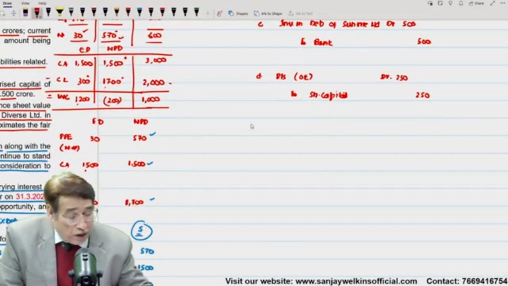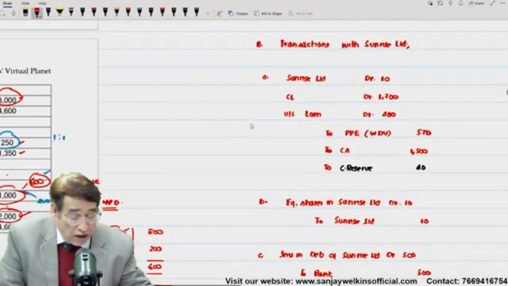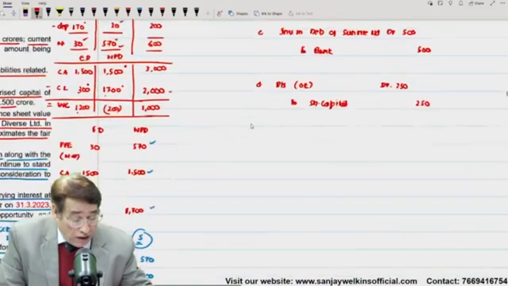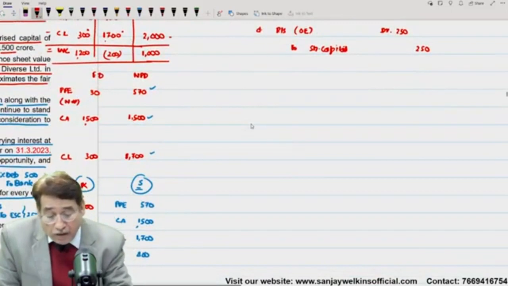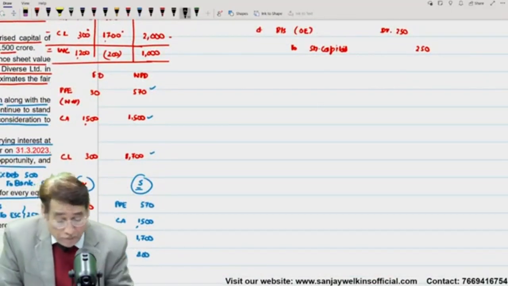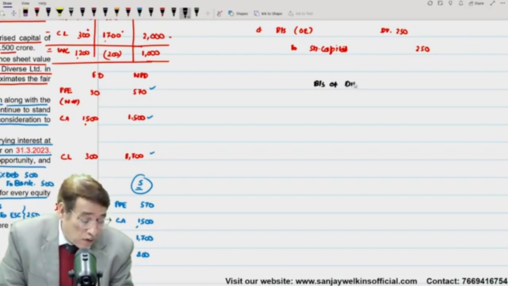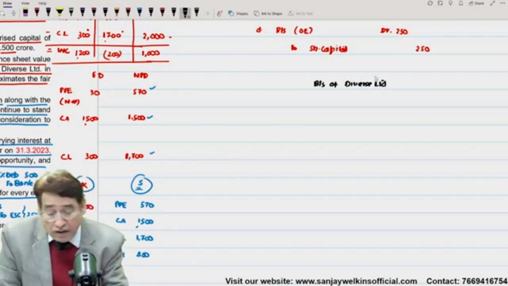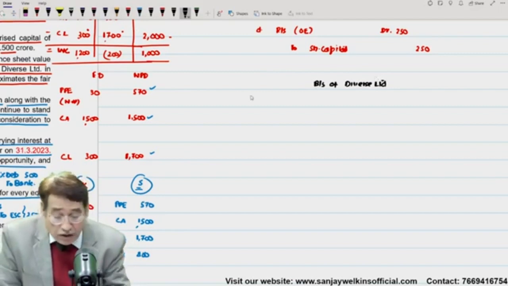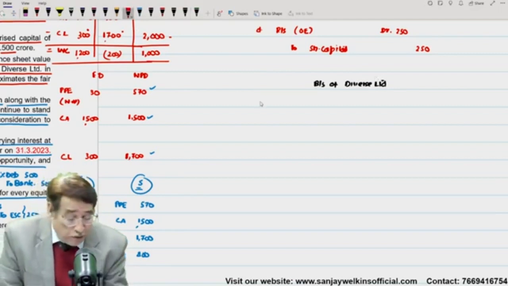Now, as far as part B is concerned, this was part A. And now we will prepare the balance sheet, in fact, balance sheet of Divers Limited. As far as balance sheet of Divers Limited is concerned, correct? In order to prepare the balance sheet, first of all, I am going to write the assets.